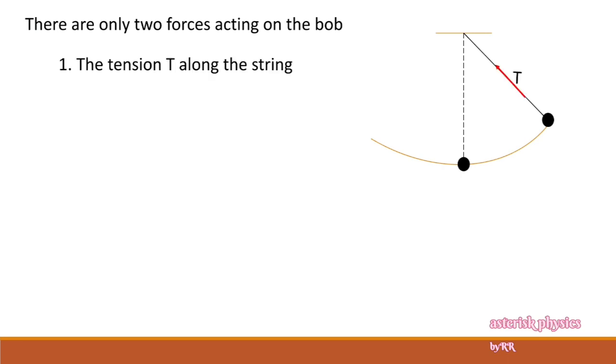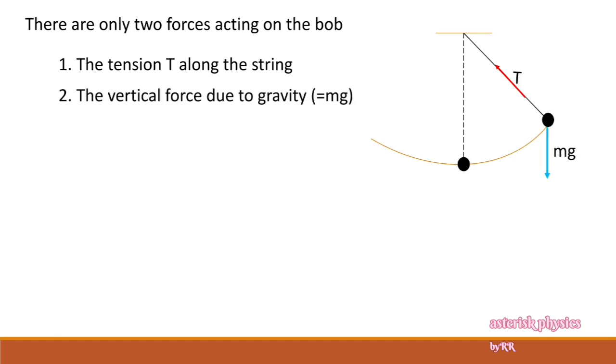Now when you displace the bob from its mean position and the deforming force is removed at that particular instant, there are only two forces acting on the bob. One is the tension T along the string and the other is the vertical force due to gravity, which is mg. Since the thread is massless, we consider only the mass of the bob, and hence the weight is equal to mg.